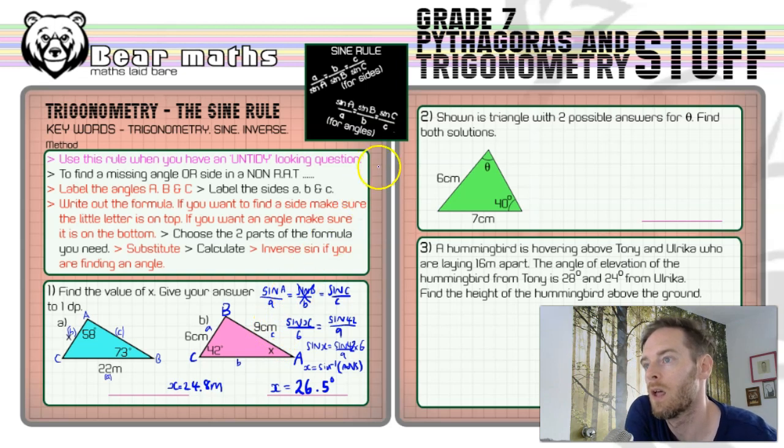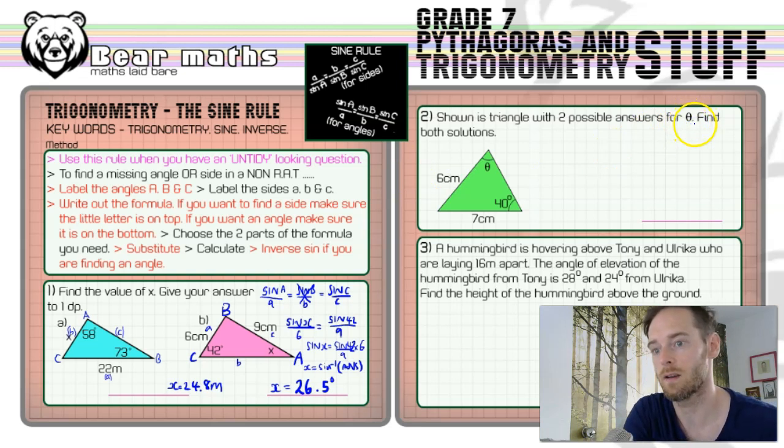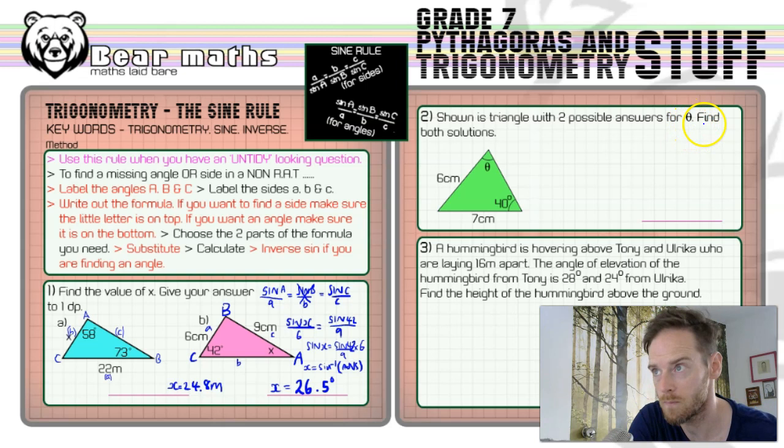Okay, now on to more interesting problems in this world of the sine rule. Shown is a triangle with two possible answers, for theta, and this is the symbol for the angle. It's the Greek letter theta. Mentioned it in a different video. Find both solutions. Okay, so it's got two possible answers. Interesting. So what we do is we use the sine rule to find one of the answers, and I'll show you what we do to find the other after that.